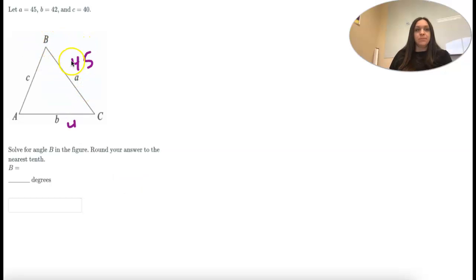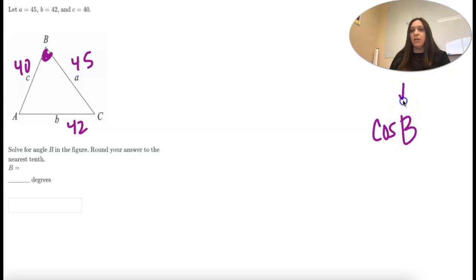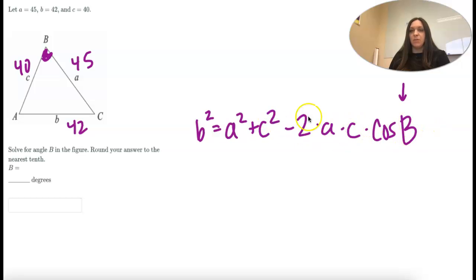Okay, so we have another triangle where A is 45, B is 42, and C is 40. So we know all the outside lengths. We have no angles, but we're trying to find angle B. So we're going to use law of cosines where we're trying to find cosine of angle B, because B is what we need. And let's just fill in the rest of the equation. So it's B squared equals A squared plus C squared minus 2 times A times C times cosine of B.